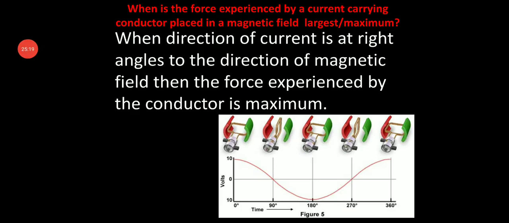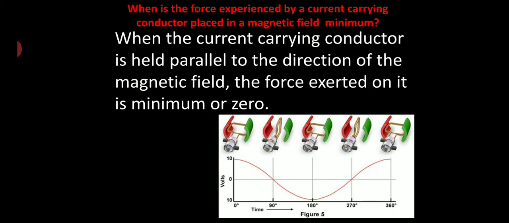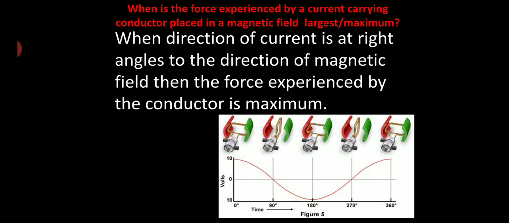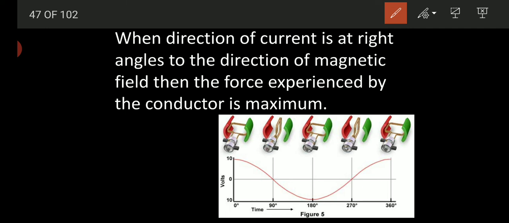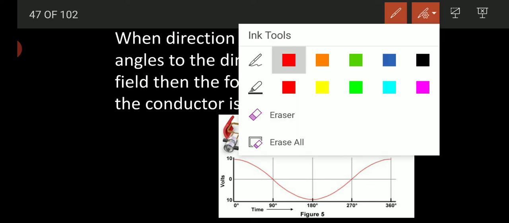See here, when the direction of the current is at right angle to the direction of the magnetic field, then the force experienced by the conductor is maximum. So the force is maximum when the conductor is perpendicular to the direction of the magnetic field. Okay, in this case it works, and if the conductor is parallel to the magnetic field, then the force experienced by the conductor is zero. That's why it is called a DC motor.